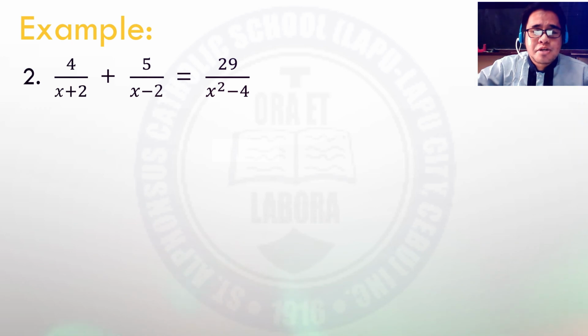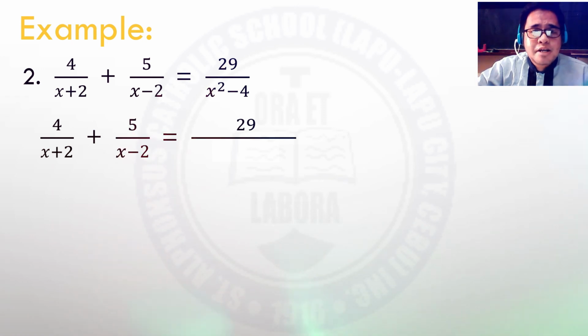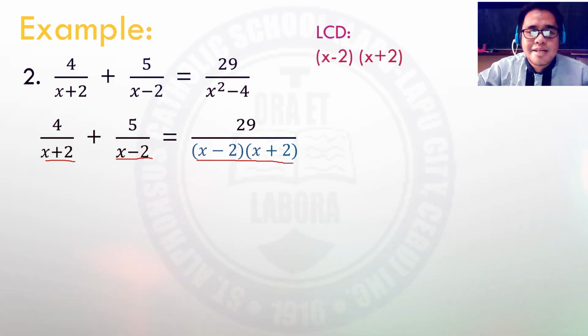Solve this rational equation by finding the value of x. In this example, we can rewrite the equation and get the factors of x squared minus 4, which are x minus 2 and x plus 2. Now, we will find the LCD. Again, in finding the LCD, consider the denominators x plus 2, x minus 2, and these factors x minus 2 and x plus 2. So the denominators are already in the lowest terms. So just get all the different factors with the highest powers. And the LCD is x minus 2 times x plus 2.